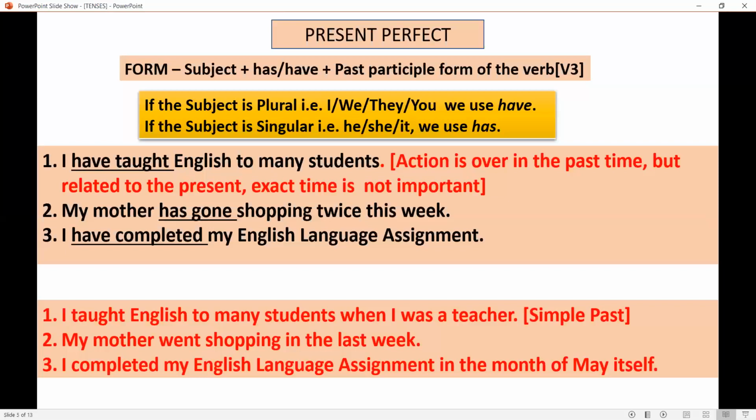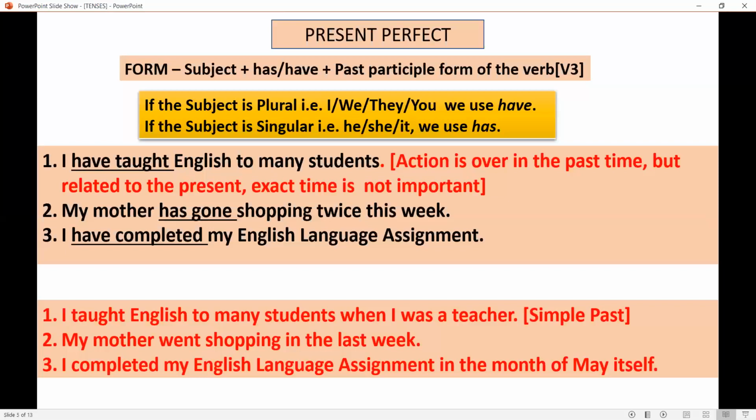See, for example, I taught English to many students when I was a teacher. So that means that I am no longer a teacher. Okay, so that is what it means. Next one. My mother went shopping last week. So last week is specified there. You can use simple past.